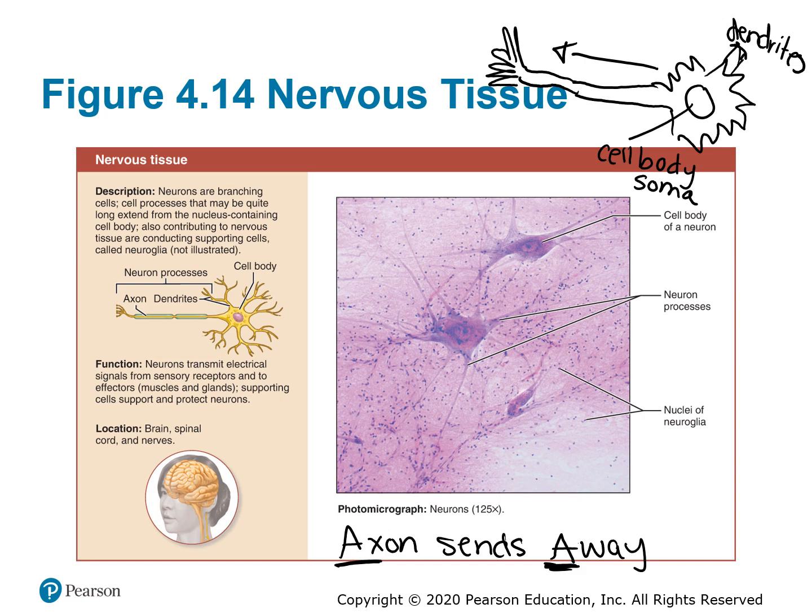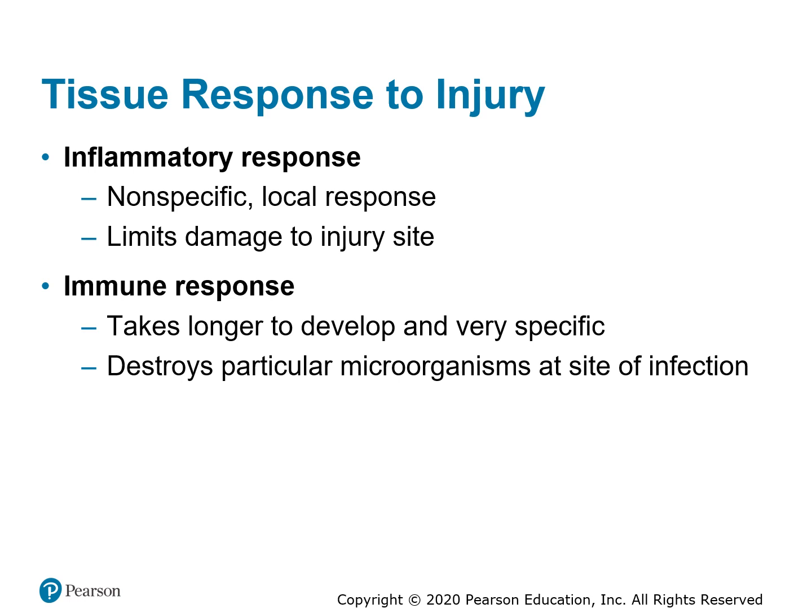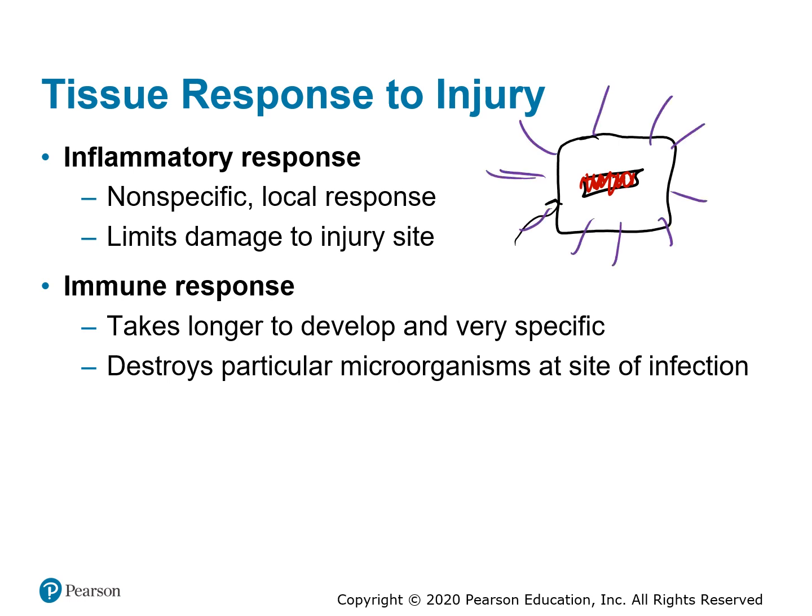So now we are going to shift gears a little bit and talk about how tissues respond to injury. And they do so in a couple of ways. One, they usually create an inflammatory response. That inflammatory response is incredibly nonspecific. It just kind of goes to the area of damage. It's not necessarily going to get specifically the area that has been damaged itself, but all of the surrounding tissues, and so by proxy, the area of damage.